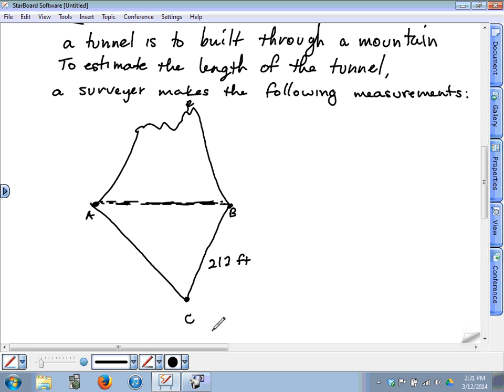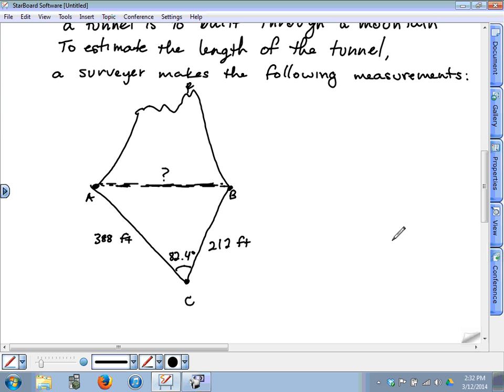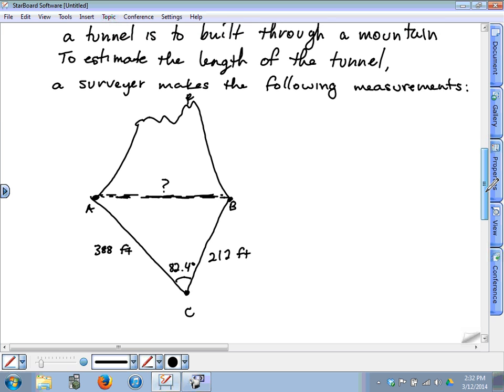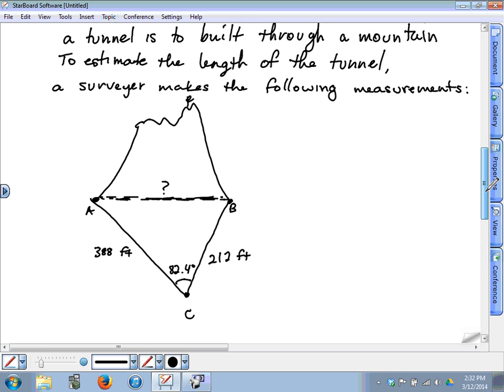From here to here is 388 feet. The angle between the two is 82.4 degrees. So the question then is, what's the length of the tunnel going to be? Now we have to really determine which, I mean, obviously this is in the lesson involving law of cosines, so it's a pretty good bet we're going to have to use law of cosines here.